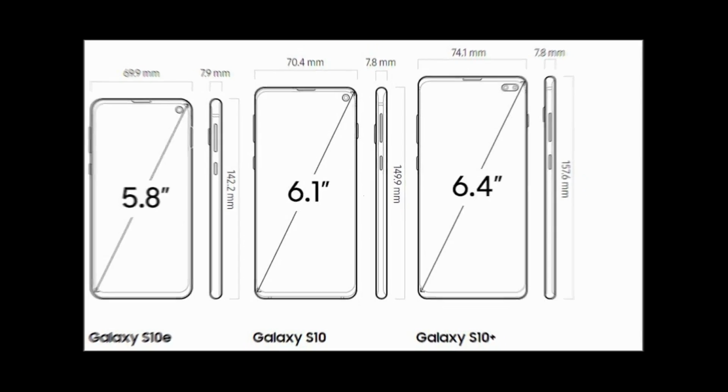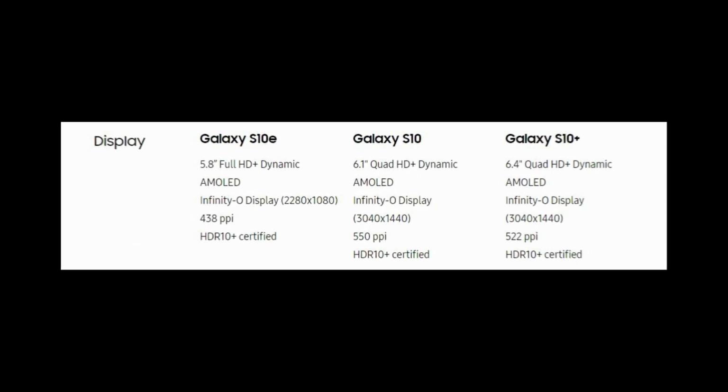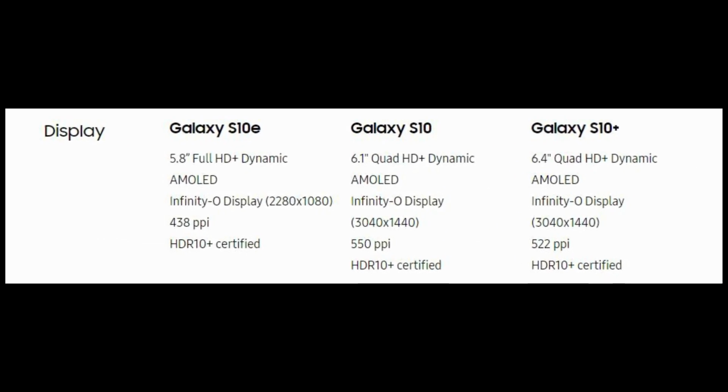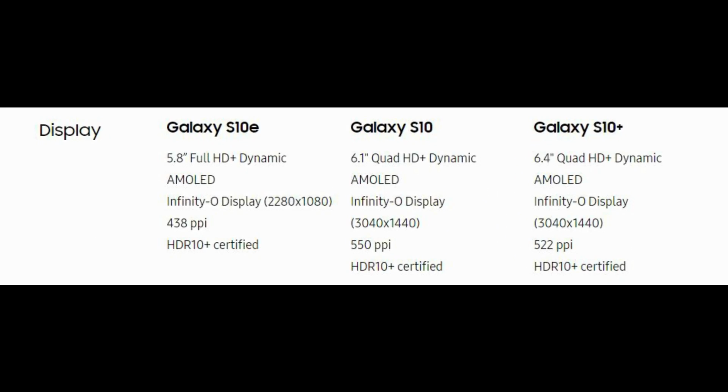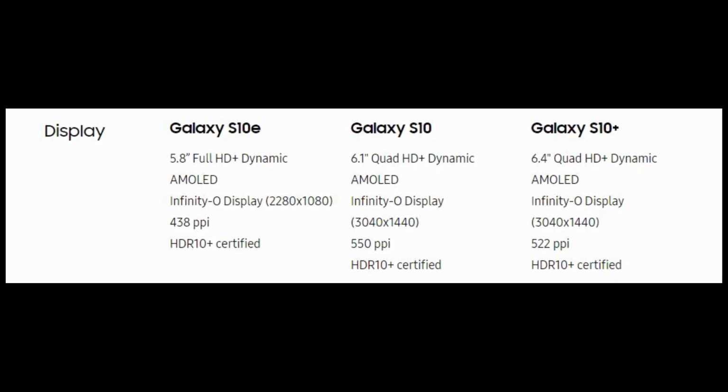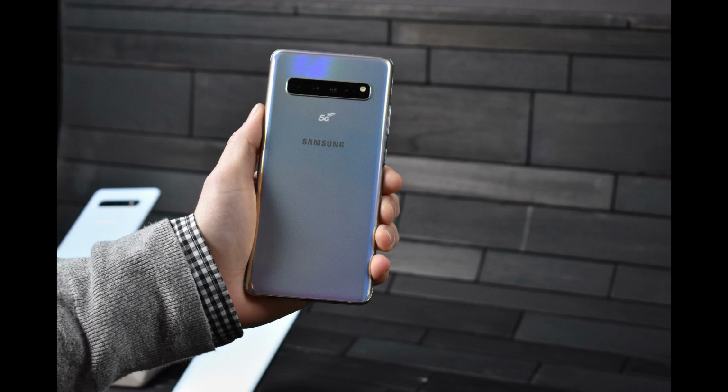And the last S10 5G model has a display size of 6.7 inches with the maximum resolution of 3040 by 1440 pixels. And then let's talk about the operating system. So all of these models came with the Android 9.0 Pie official update operating system.